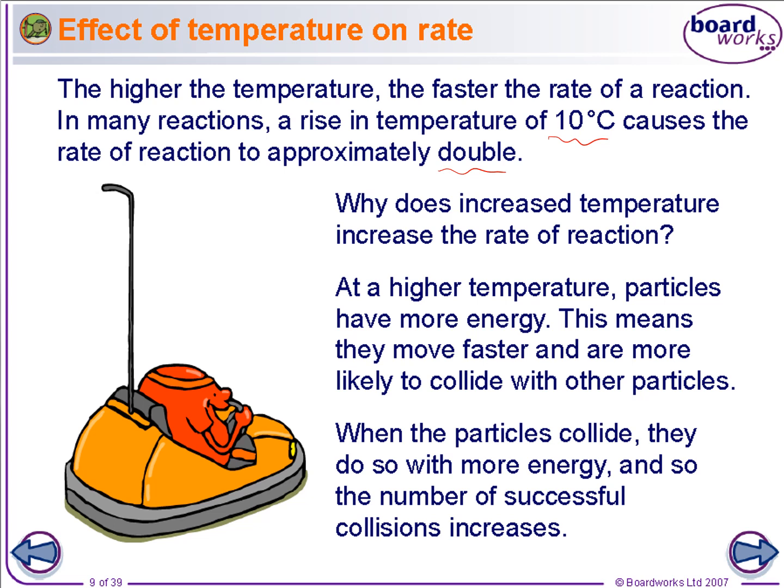So how does this work? At a higher temperature, this is our explanation here. The particles have more energy, which means they move faster and they will collide with each other quicker. As they collide, they have more energy because they're physically moving faster, and so the number of collisions increases, and the actual reaction, where the particles are combining in some way, will happen easier.